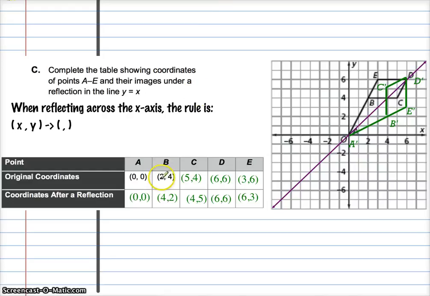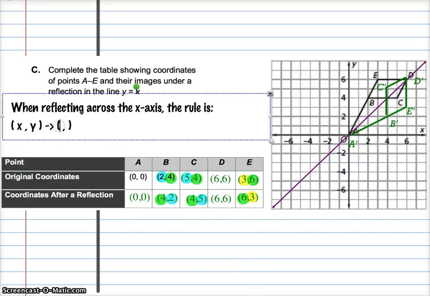Now, in B, I had 2 and then 4, but here the 2 is on the other side. So I had blue, blue, green, and now I have green, blue. Let's look at C. I had 5 as my x, now my 5 is my y, and vice versa. My 4 was my y, and now it's my x. And I think that holds true here. 6 switches places, and the 3 switches places. It was difficult to see with the 6, 6 because they're exactly the same, and the 0, 0, they're exactly the same. So there wasn't very much change. But for the other ones, there was a change on the positions of the x's and the y's.